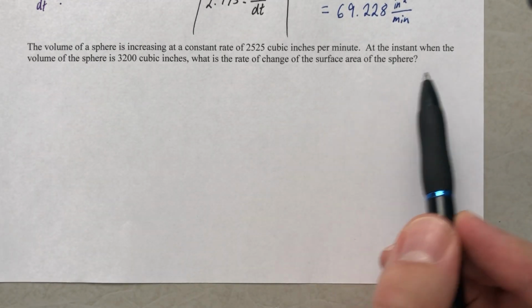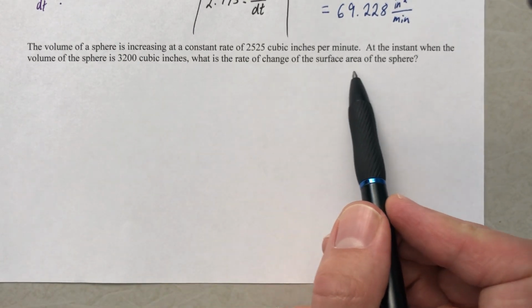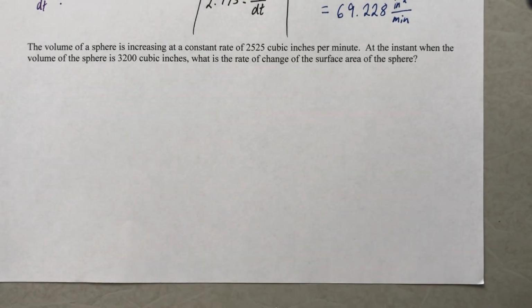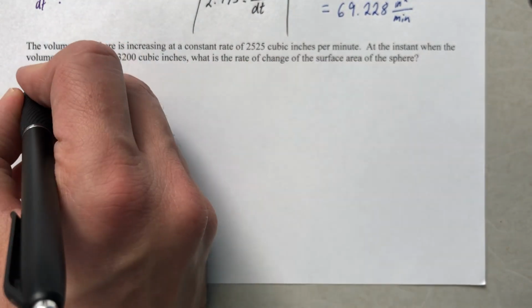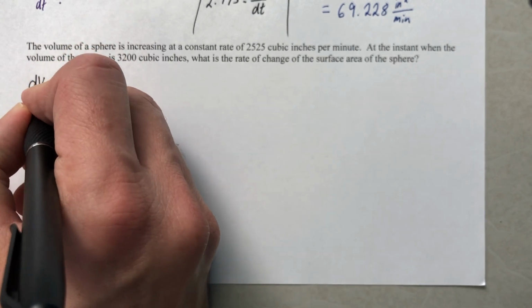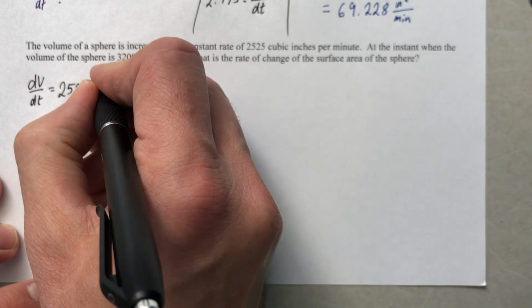At the instant when the volume of the sphere is 3,200 cubic inches, what is the total rate of change of the surface area of the sphere? Oh my goodness, I don't know. Let's start writing stuff down. Let's use black this time. The volume of a sphere is increasing at a constant rate. They gave us the rate of change of the volume, and it was 25.